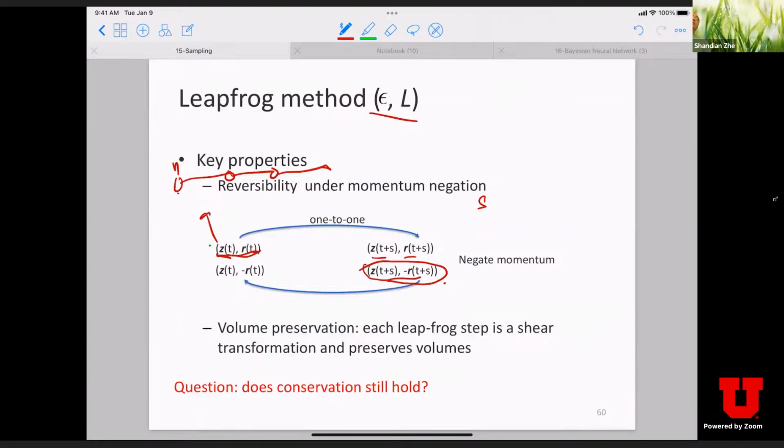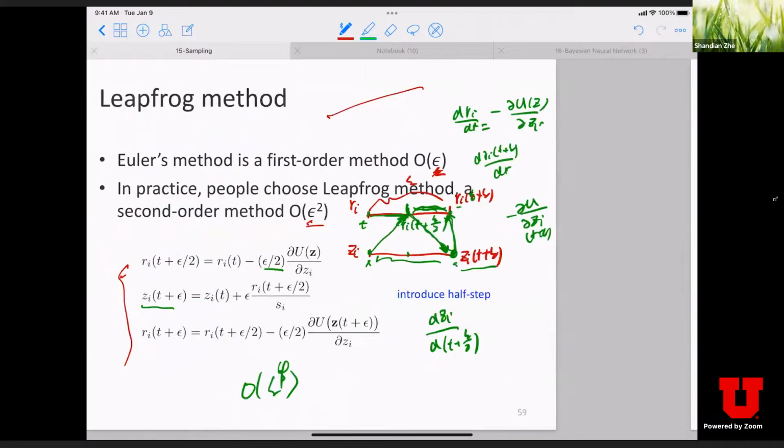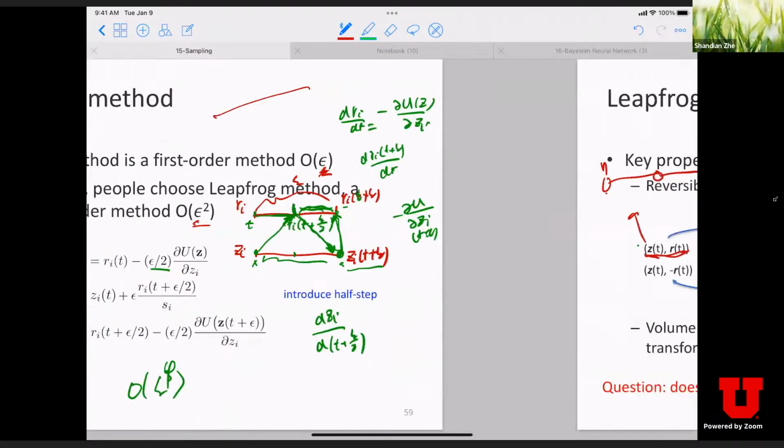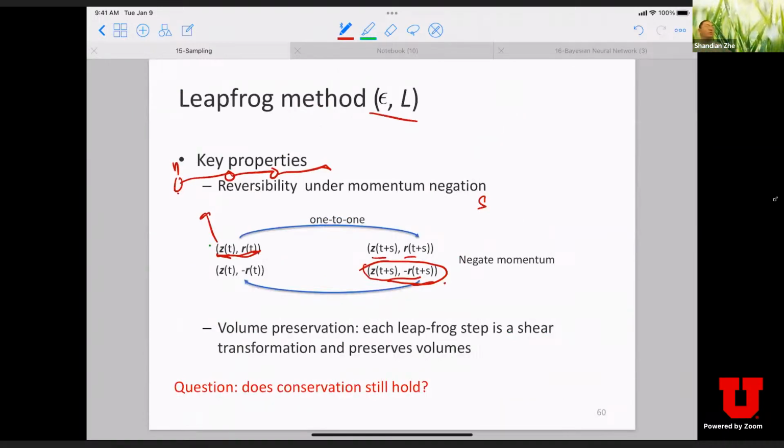And this can be much easier to verify by just looking at this. You can try to write down the update procedure, starting from your negative r t plus s, and then you just integrate again until you reach z t and r t. You see that it exactly matches. I did this check before. It's a little bit tedious, but it will be interesting if you can do that. It will definitely deepen your understanding of the algorithm's details.